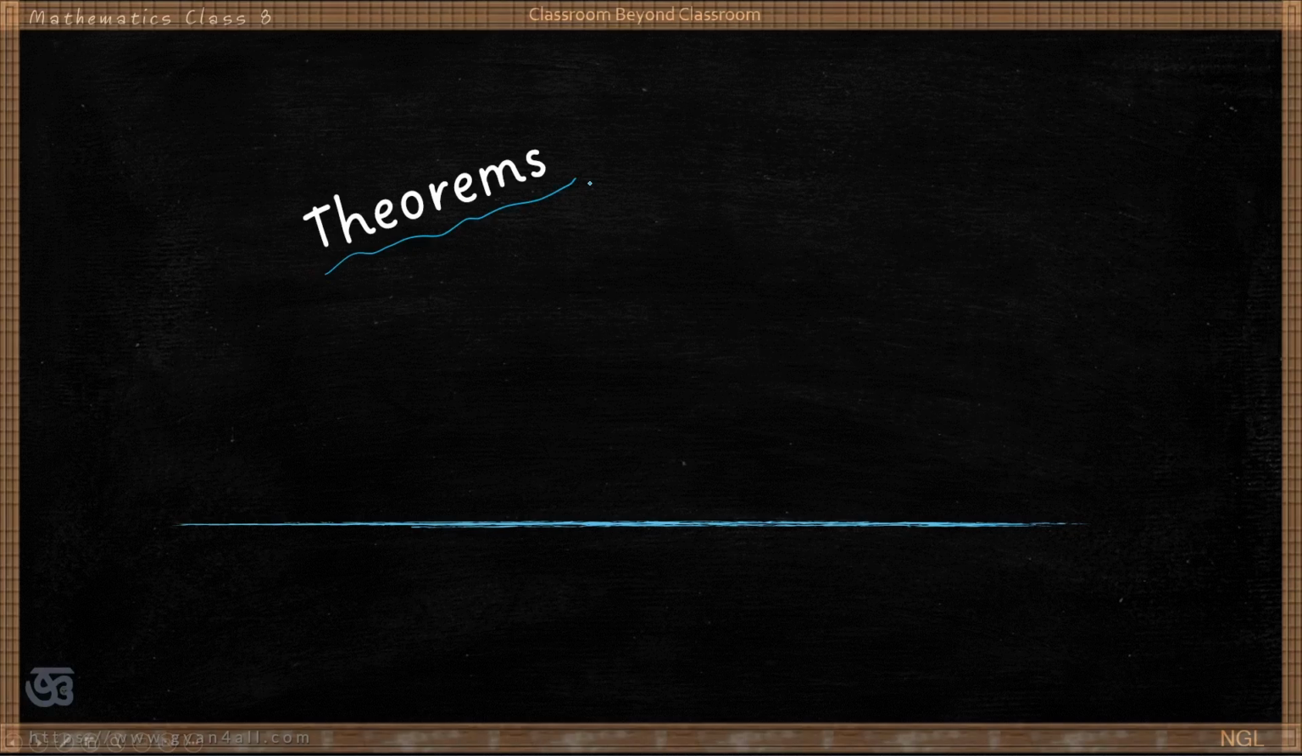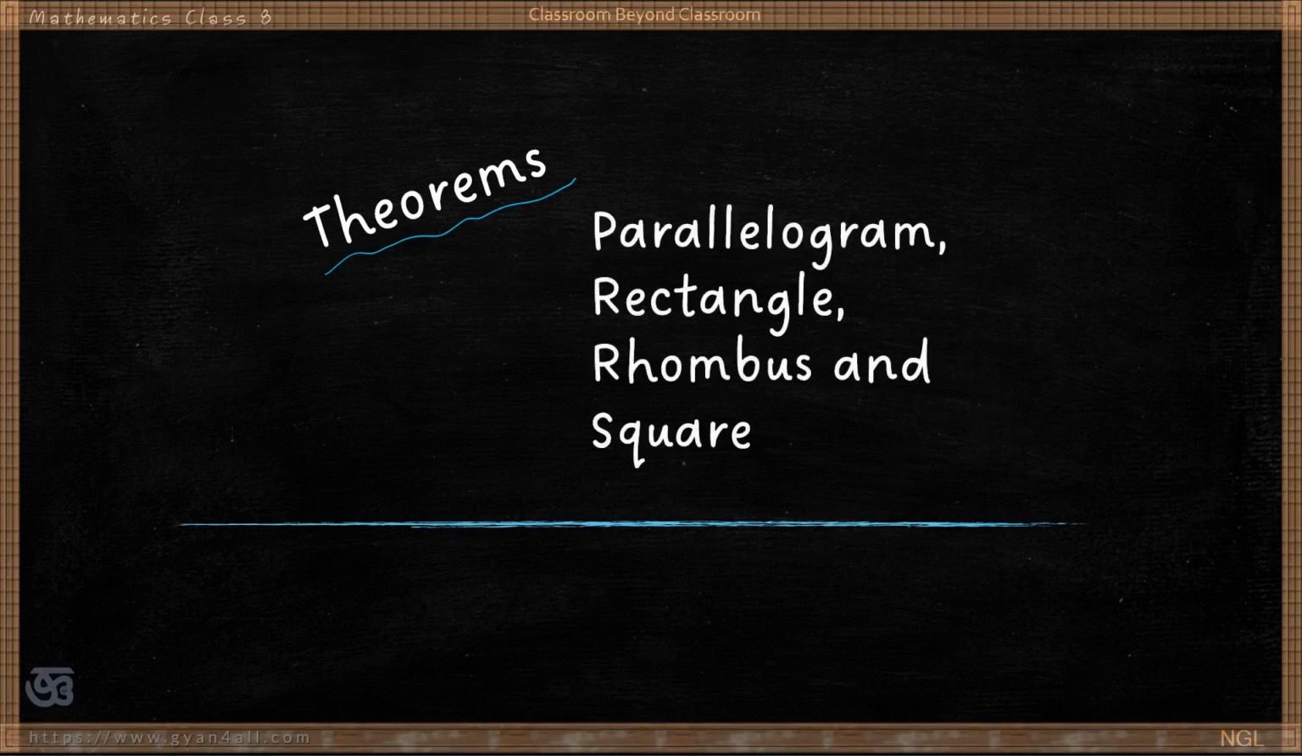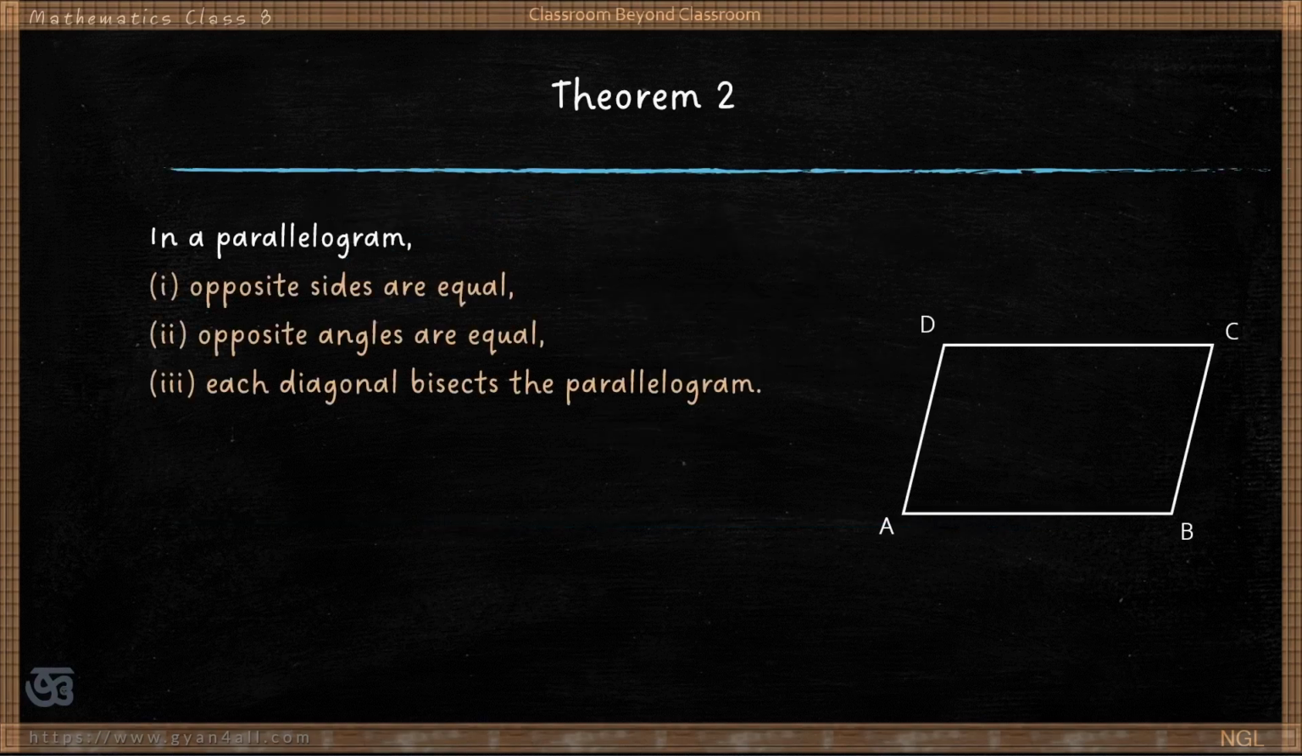Today we will discuss some theorems on parallelogram, rectangle, rhombus and square. So the first theorem is theorem number 2. In a parallelogram, opposite sides are equal, opposite angles are equal, and each diagonal bisects the parallelogram. In this parallelogram ABCD, we have to prove that opposite sides are equal. That means DC is equal to AB and AD is equal to BC. And also, if we draw a diagonal DB, we have to prove that this diagonal bisects the parallelogram.